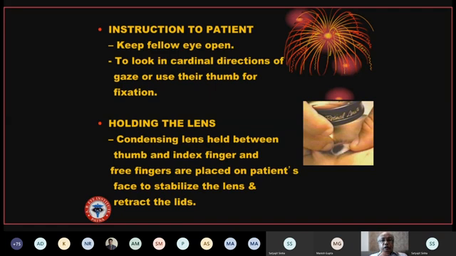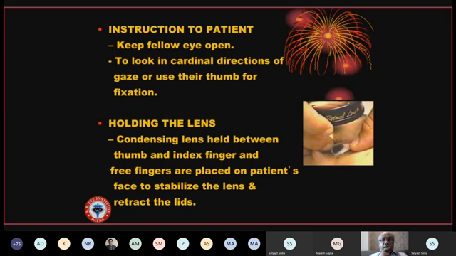Keeping the fellow eye open is easier said than done. They do tend to shut it, but it's a very good instruction to give to the patient. And make the patient follow their own thumb. They will also verbalize, I can't see my thumb. You tell them, no, no, try and look at it. And while they're doing it, you'll see things are much better.